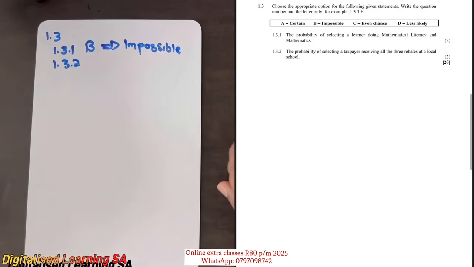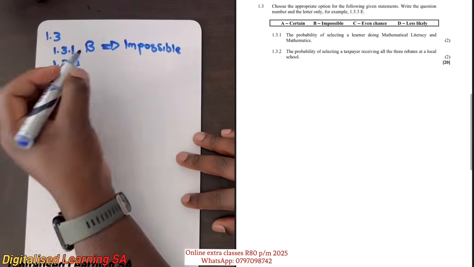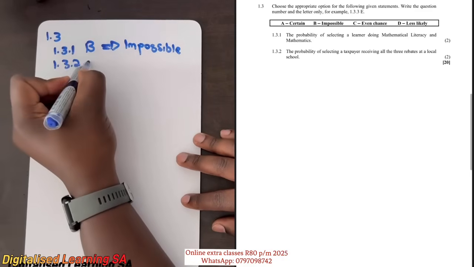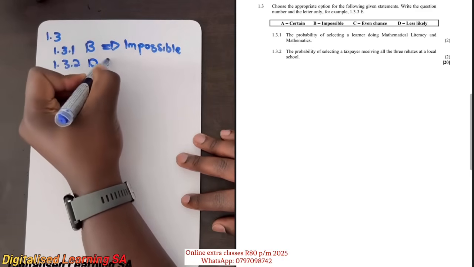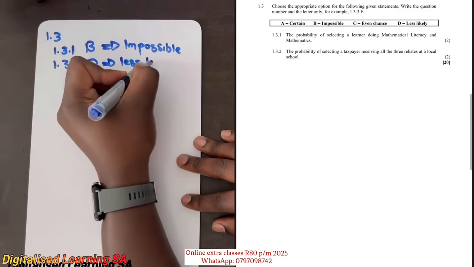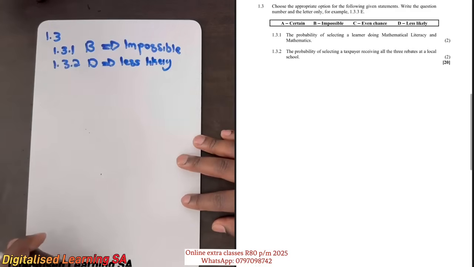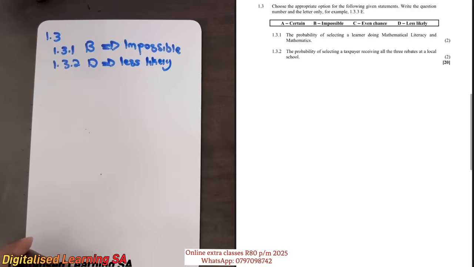Okay, so now let's go ahead and answer question 1.3.2. Question 1.3.2 says the probability of selecting a taxpayer receiving all the 3 rebates at a local school. Okay, so our answer in this case will be D, which is less likely. But before we move to the next question, guys, let us first analyze D so that we can understand it.